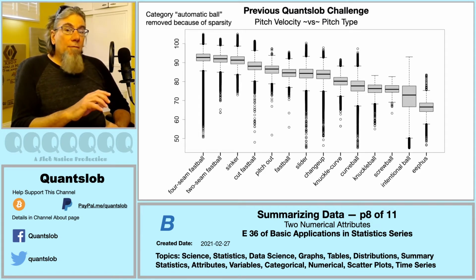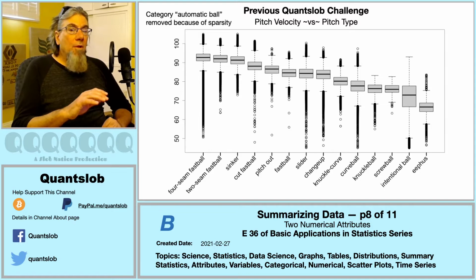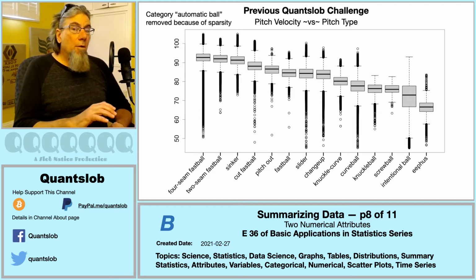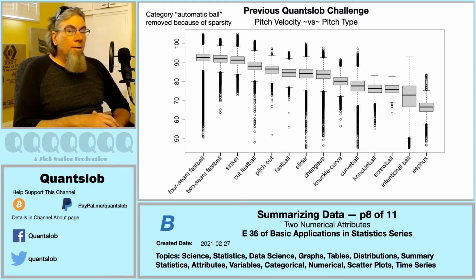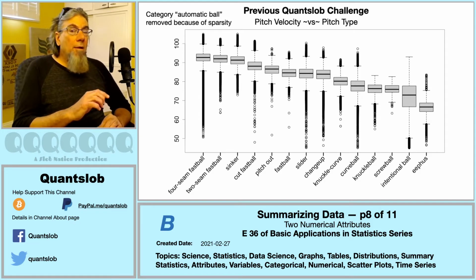Anyway, so to graphically display our numerical attribute pitch velocity by our categorical attribute pitch type, we show the numerical distribution given each category here. And side-by-side box plots are quite well suited for this. And this plot, it may be a little busy, but I think it comes off quite nicely. I created this plot in R.